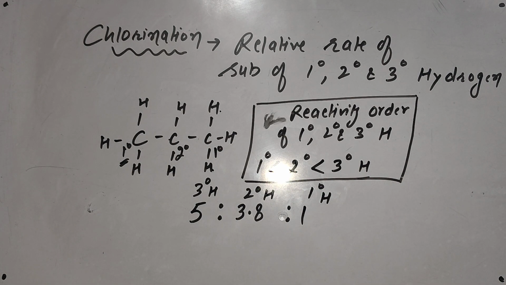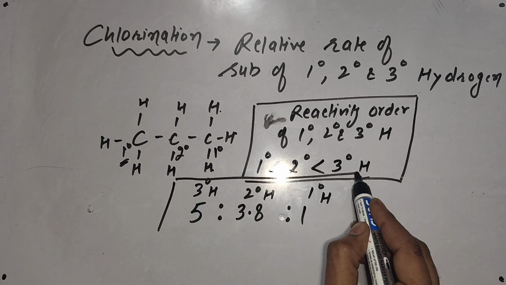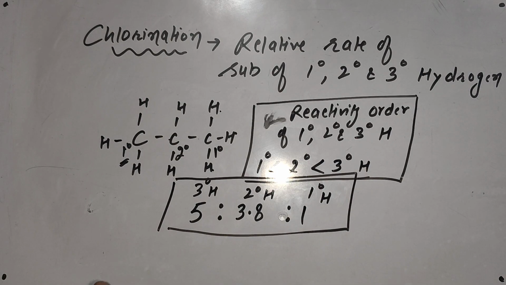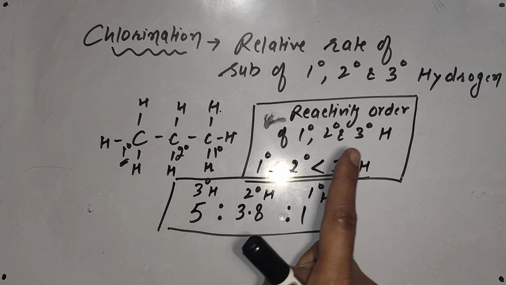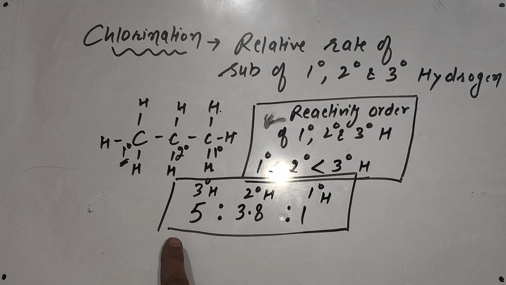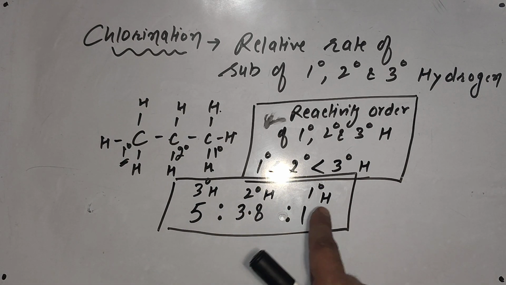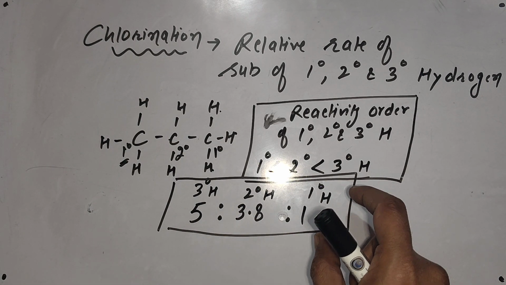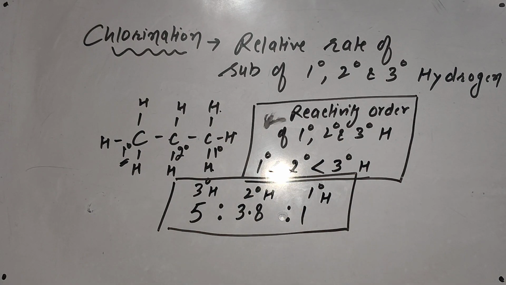Now the same relative rate topic you have in bromination. So learn it. This is the relative rates of substitution of 1 degree, 2 degree, 3 degree hydrogen in chlorination. 3 degree hydrogens are mostly substituted. Then 2 degree are substituted slower as compared to 3 degree, and 1 degree will have the least substitution rate as compared to others.